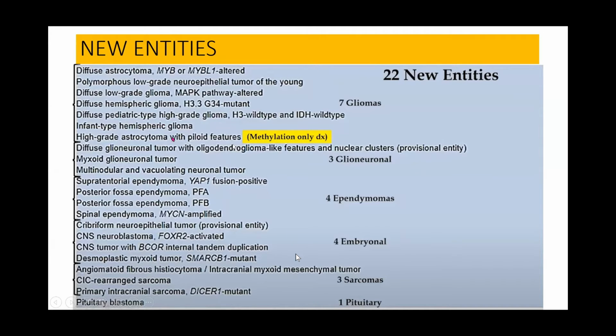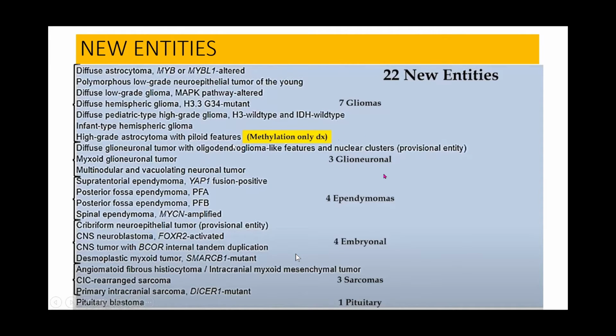In addition, there is a new entity added called the high-grade astrocytoma with piloid features. So generally when we see piloid features, they are generally seen with low-grade tumors, but this is a very different kind of tumor which, although it is an astrocytoma, has overlapping molecular features with pilocytic astrocytoma as well. This variant has been identified only by methylation profiling. Therefore, we don't really know how it's going to be defined better. It will take some more time. This is a provisional entity to define it better.